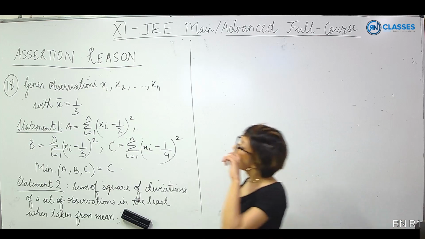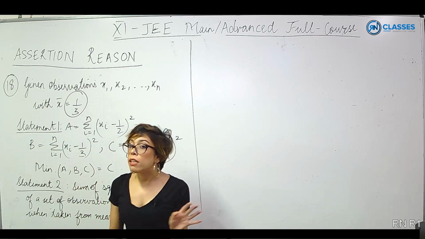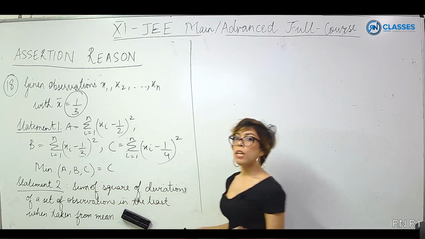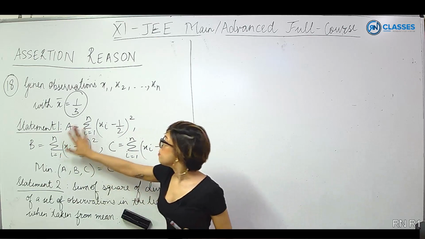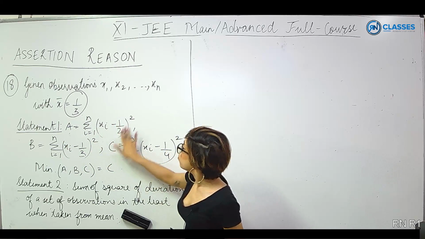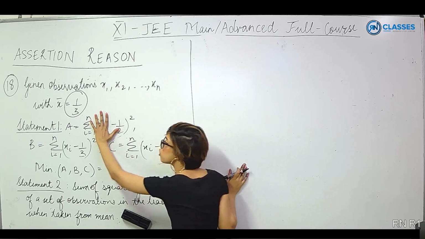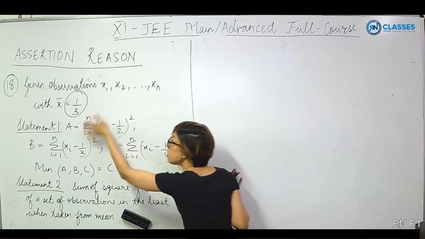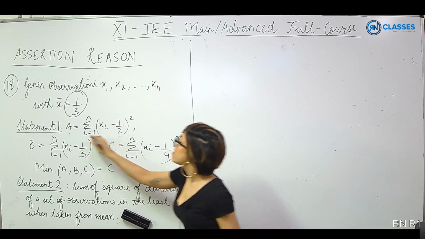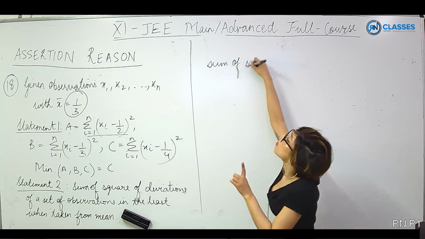Alright, the next one. Now he says given observations x1, x2, and so on till xn, with x bar as a mean equal to 1 by 3. Now he says statement 1: A is summation xi minus 1 by 2 square. That means for each observation, I am taking the difference from 1 by 2 and squaring it up, and then I'm adding them up. So basically, this is nothing but the sum of squared deviations.